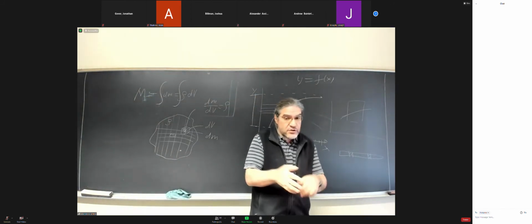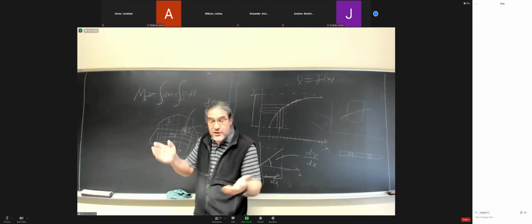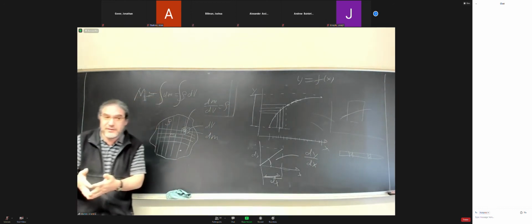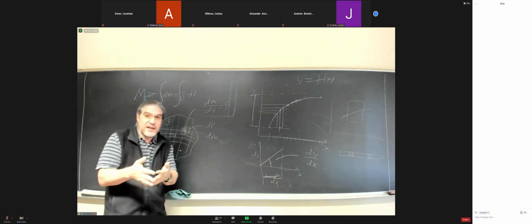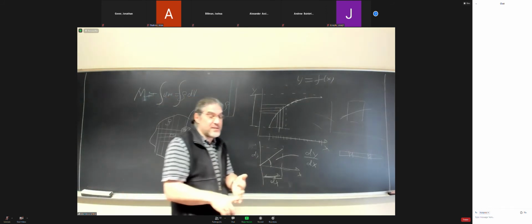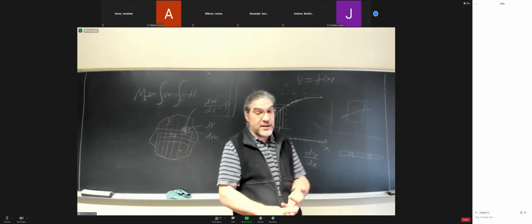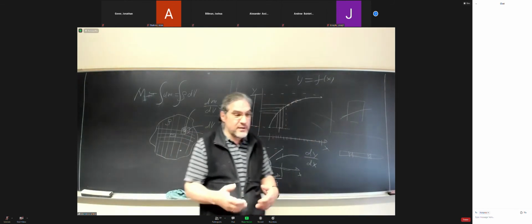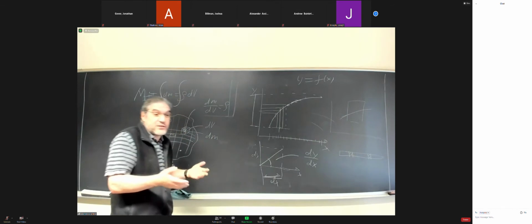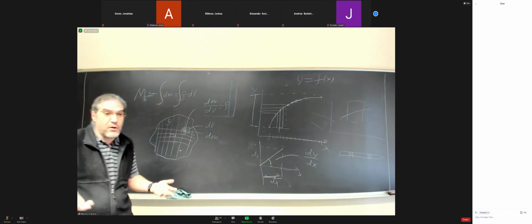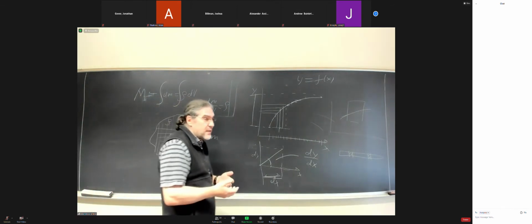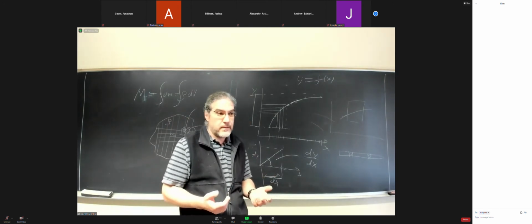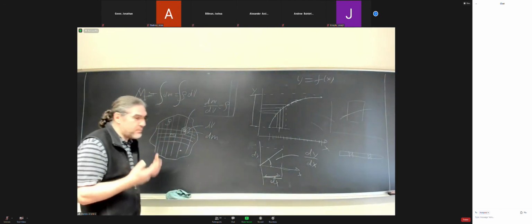Those two ideas: first, that every function looks like a straight line when you zoom in close enough, and second, that you can sum up infinitely many infinitely small numbers, which we call the integral. Those two ideas actually give you the whole calculus. The rest of the calculus is just how you use them, how you compute those.